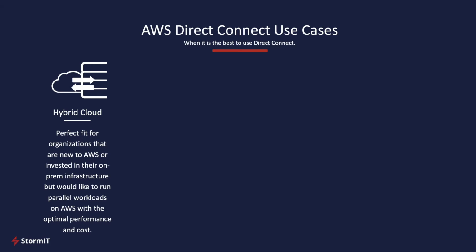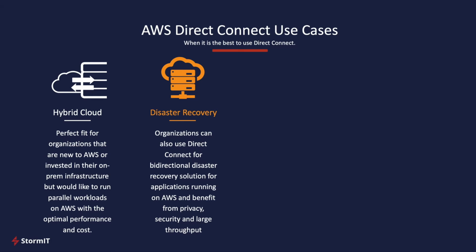Or, for example, when an organization needs to comply with regulation and keeps the regulated environment on-prem, while non-regulated workloads run in AWS. In these and other cases, AWS Direct Connect will help to ensure communication between the on-prem infrastructure and the AWS Cloud in optimal quality and at low cost.